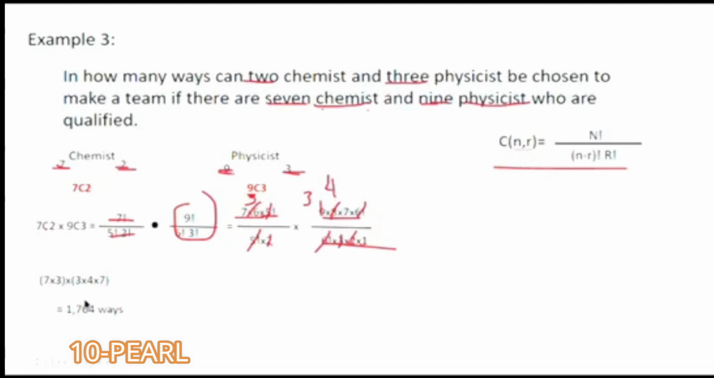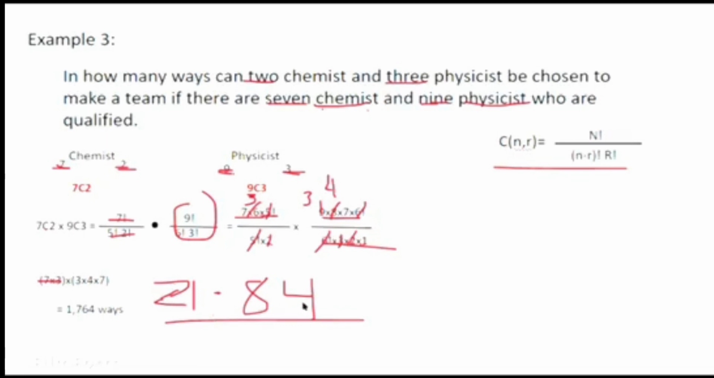So, we multiply them. 7 times 3 is equal to 21. And 3 times 4 is equal to 12. And 12 times 7 is equal to 84. So, 21 times 84 is equal to 1,764. So, in how many ways can 2 chemists and 3 physicists be chosen to make a team if there are 7 chemists and 9 physicists who are qualified? The answer is 1,764 ways.